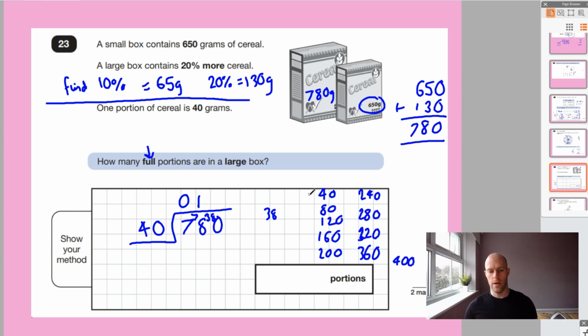So how many have we got? We're looking for 380. 1, 2, 3, 4, 5, 6, 7, 8, 9. 9 with a remainder of 20. We don't need to do anything with that remainder though, because if we look here, we have 19 full portions, and we have a bit of a portion, but the question asks for full portions in a large box. Well, we've done the large box because we're up to 780. We got to 19. We had a bit left over, but it's not enough for a full portion. So that is where we're going to leave it for the moment.